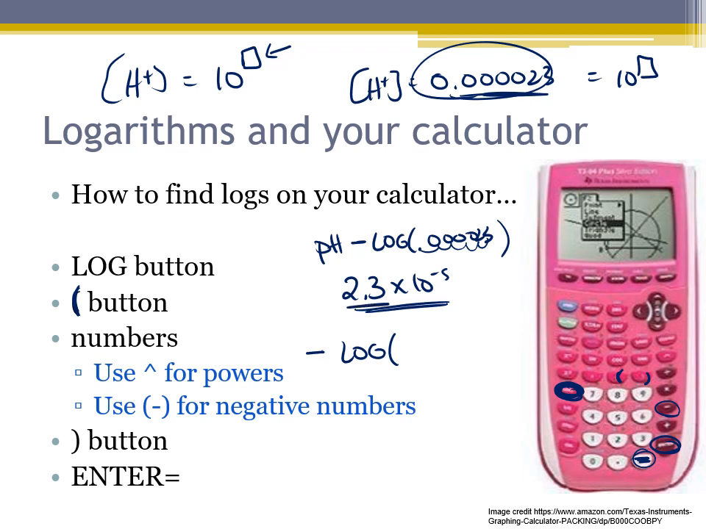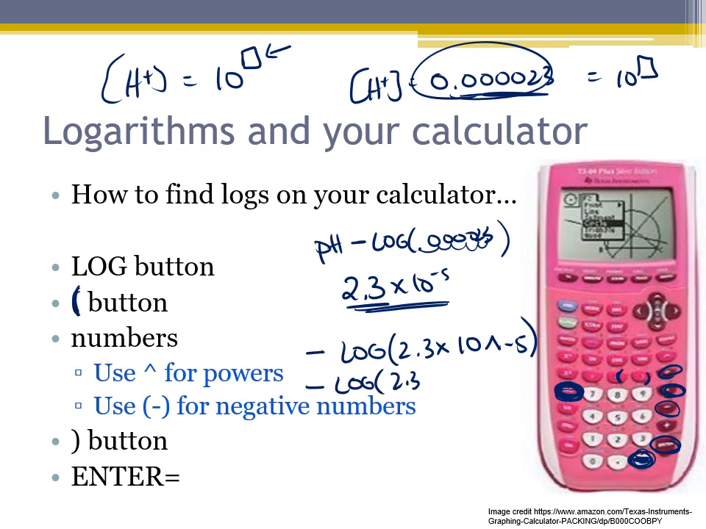You can do 2.3, 2.3, and then you can do times 10. Use your caret button, raise to the negative 5, close parentheses, and enter. Your other option is to use your negative log button. Parentheses should automatically propagate, and then you can type in 2.3.